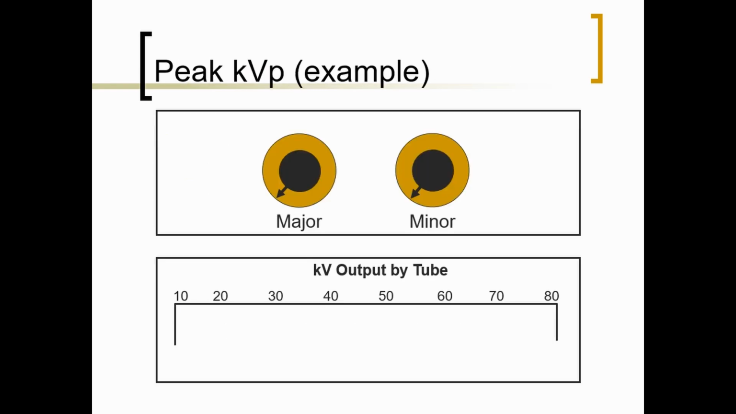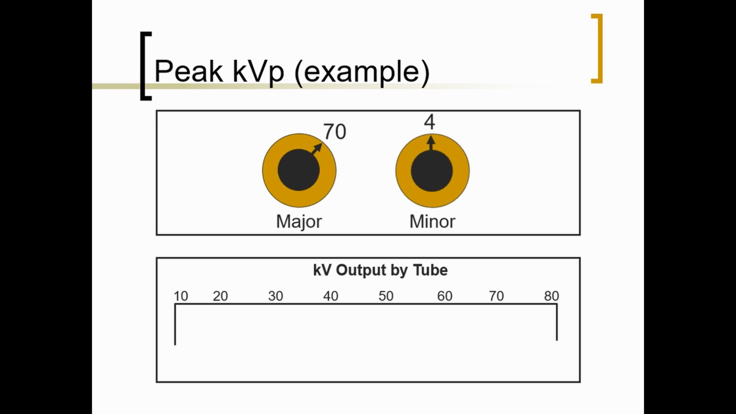Let us now explore the definition of KVP. Just what does peak at the end of KV acronym mean? Here we have an example of a control panel with two KV selector dials, a major and a minor setting. The major dial sets kV in increments of 10 and the minor in increments of 1. I'll set the major selector to 70 and the minor selector to 4 for a peak kV setting of 74 kVp. Below the control panel is my patented KVP-ometer.